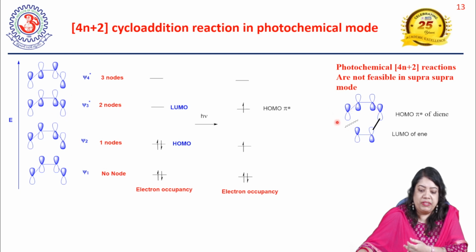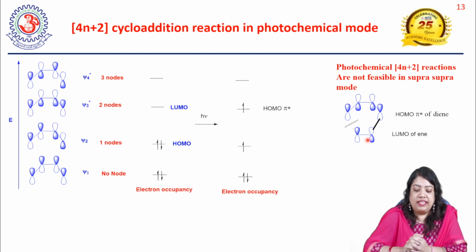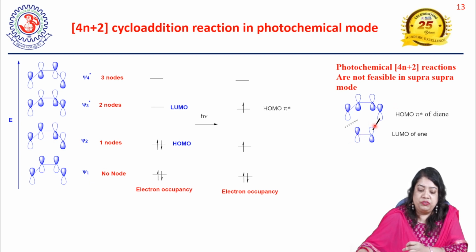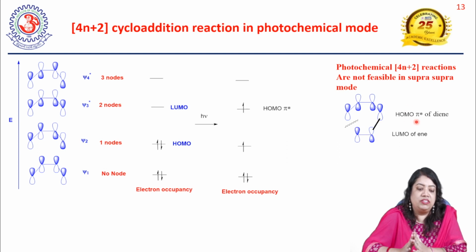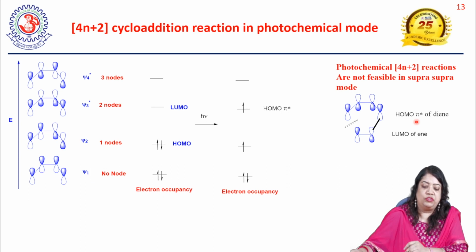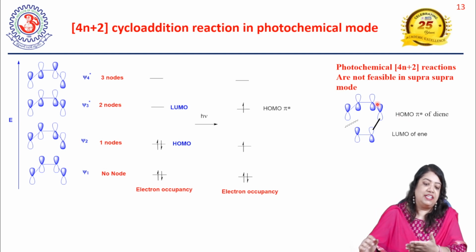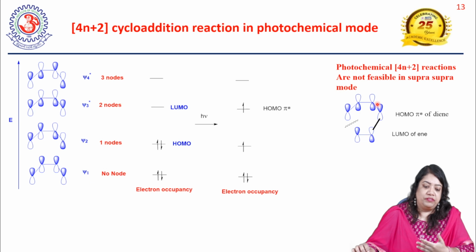Now this HOMO pi star of the diene reacts with the LUMO of the ene, and in that case, if we consider supra-supra overlap, the orbital symmetry does not match and a bonding interaction does not take place. So most of the 4n plus 2 pi cycloaddition reactions do not take place in photochemical mode. These reactions prefer to go through the thermal mode of activation, that is the Diels-Alder reaction.